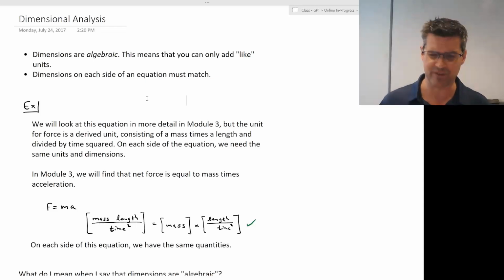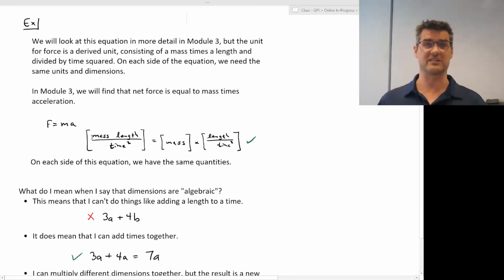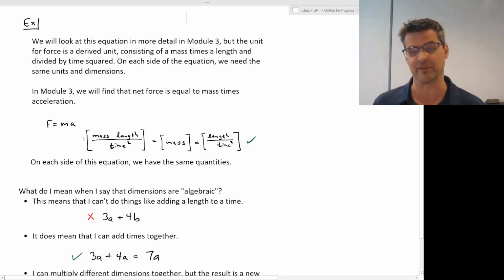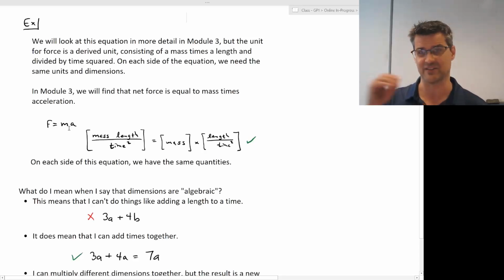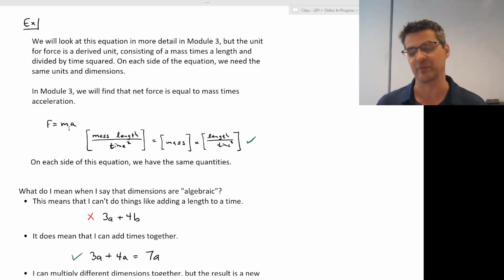So one example of that is something that we're going to see in Unit 3 on force coming up later. I know that force is a mass times a length divided by a time squared. So in my expression for force being equal to mass times acceleration, which we'll call Newton's second law, this is a simplified form. This isn't really Newton's second law, but we'll get to that when we get there.